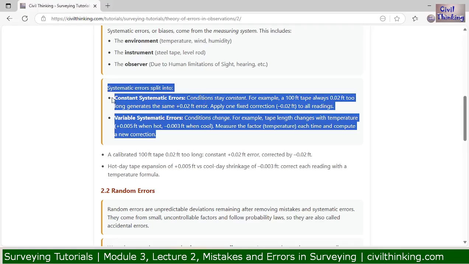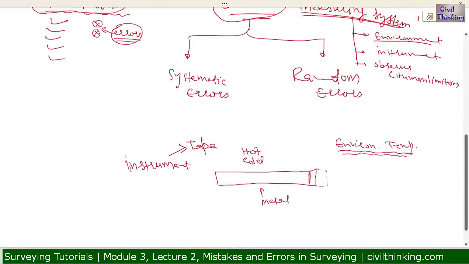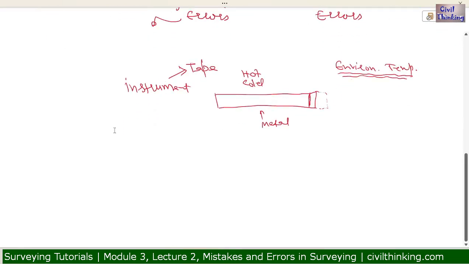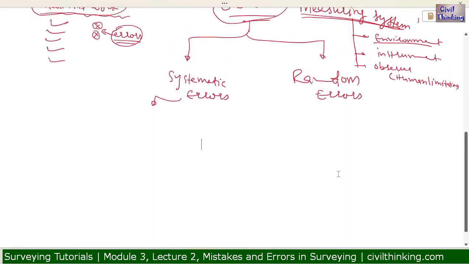Conditions stay constant. For example, a 100-foot tape that is always 0.02 feet too long generates the same 0.02 feet error. Applying one fixed correction of minus 0.02 feet to all readings will fix it. So what are constants? Let me write here. Systematic errors can be constant systematic errors and variable systematic errors. Now, what are constant systematic errors?